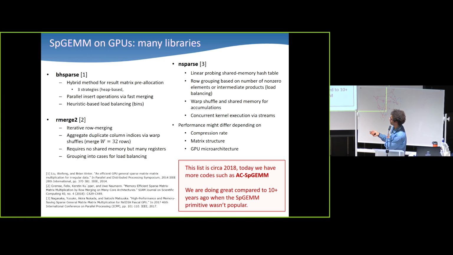Each one of them is better than the previous ones. Otherwise, they wouldn't be published, right? I think right now the fastest thing is something called an ACSP jam. So that makes me happy. I haven't developed a single one of these things, but I'm really happy to see them exist.